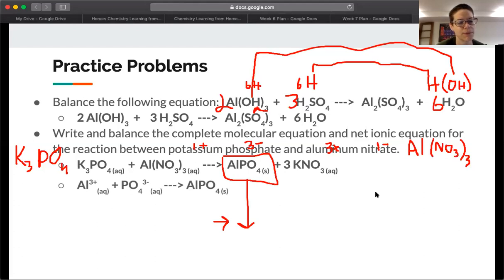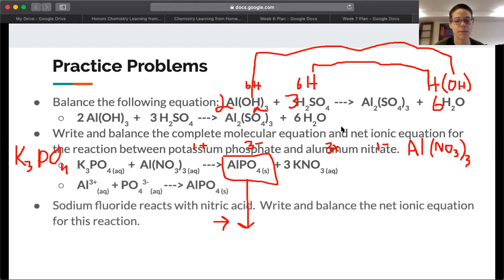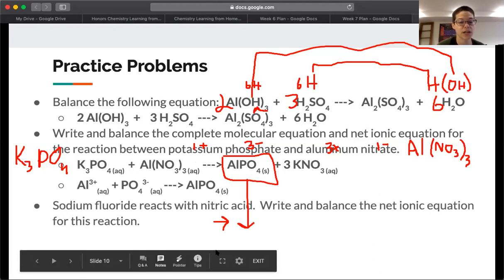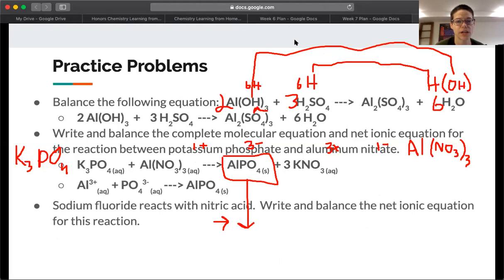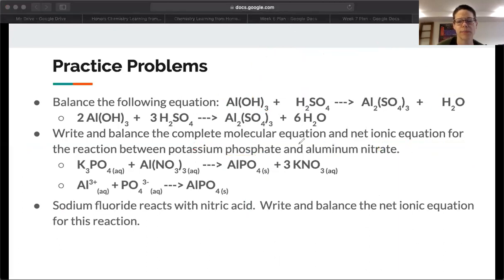All right, so yeah, there's that. And then this one, again, sodium fluoride reacts with nitric acid. Write and balance the net ionic equation for this. So sodium fluoride, NaF, and then nitric acid. And again, we'll list out your acids and all that sort of stuff so you've got them.